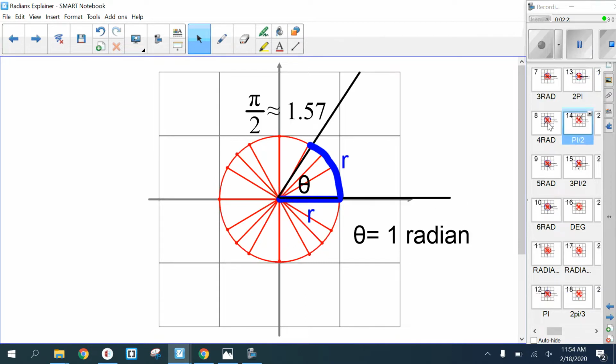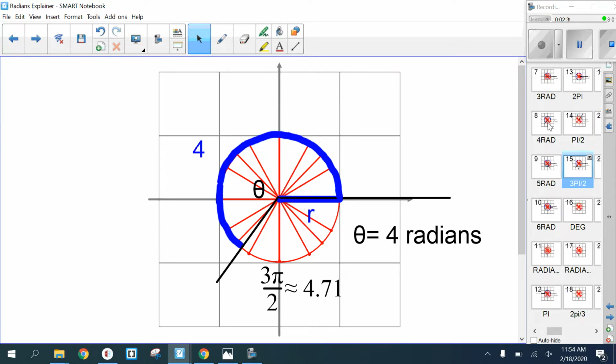If you look at the top, and you think about 90 degrees, you're comfortable with a 90-degree angle up at the top, but we would call that pi over 2 radians. Pi over 2 radians is about 1.57, and so you can see that 1 radian is not quite to 1.57. Down at the bottom, that's 3 pi over 2, and that's approximately equal to 4.71 radians. So 4 radians doesn't quite make it to 4.71.